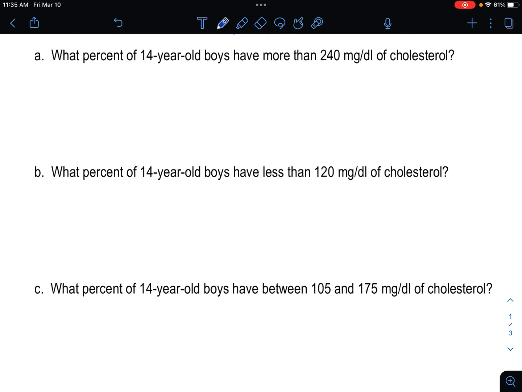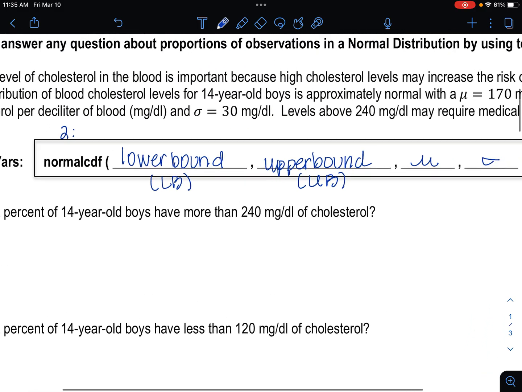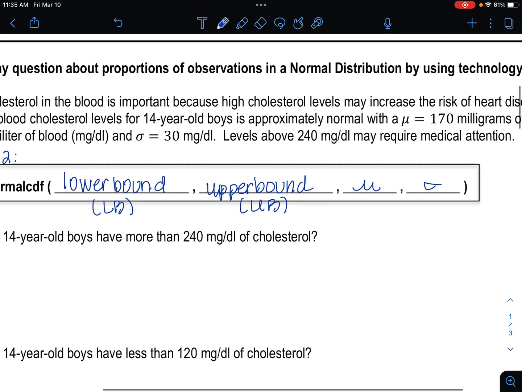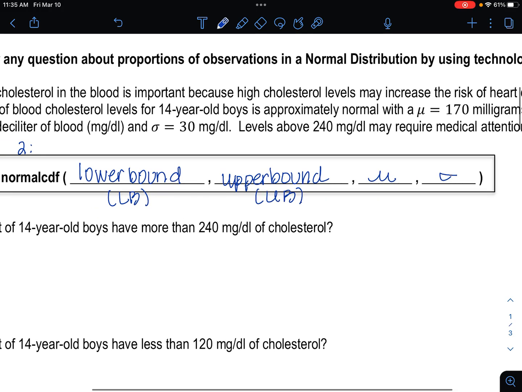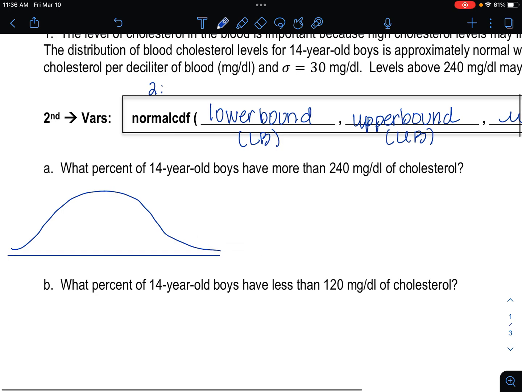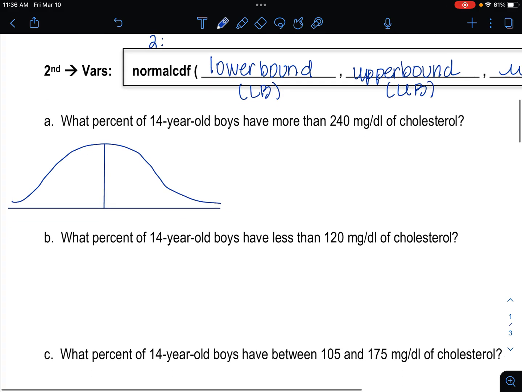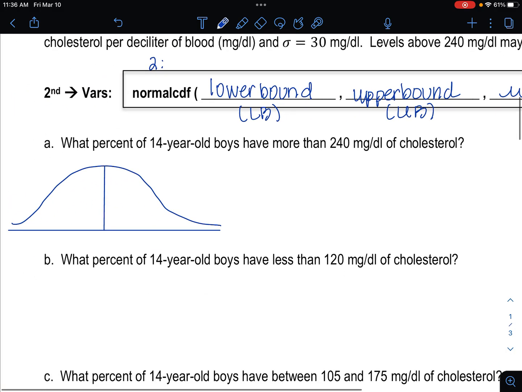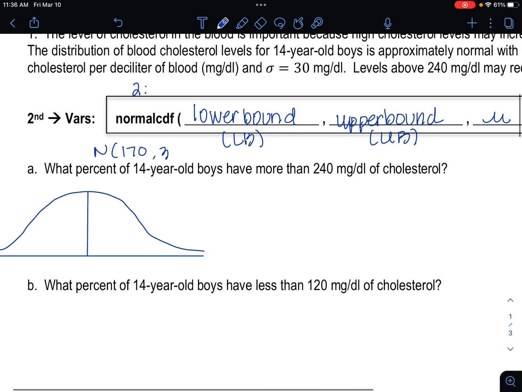What percent of 14-year-old boys have more than 240 milligrams of cholesterol? So first off, we can't use the empirical rule on this. I didn't explain why on that. It's because for this first question, let's go ahead and draw what this looks like. So I'm going to draw my bell-shaped curve here. I like to leave space so that it doesn't hit there. So if I put the mean right there, which was 170. So let me write this down so I can see it here. The mean was 170 and the standard deviation is 30.